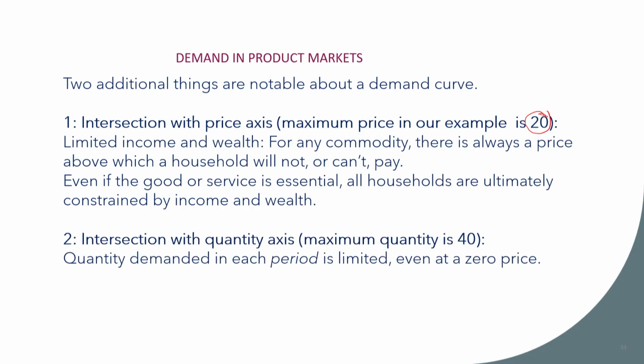And the second one is the intersection with the quantity axis. Here you can see that in our example, the maximum quantity is 40. So the quantity demanded in each period is limited even at a 0 price. Even when the price is 0, they are willing to consume a maximum of 40 units. For example, with mobile phone calls, even when the price is 0, you are not going to make unlimited calls, right? There is a certain quantity you will consume, but beyond that you don't want more. Even if the price is 0, there is a limit. That's the maximum limit, so at that point it intersects with the x-axis.